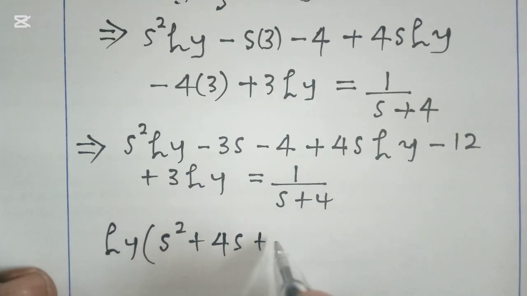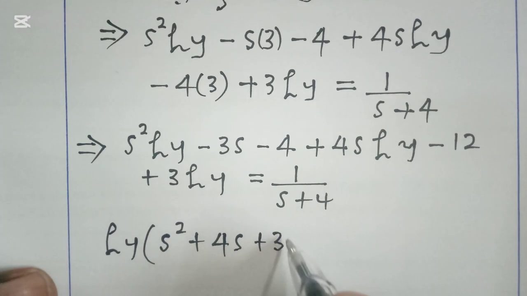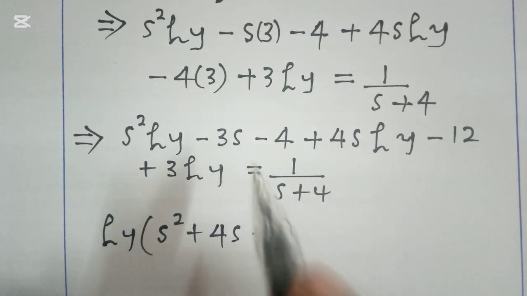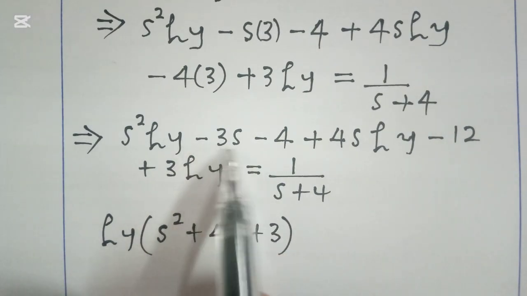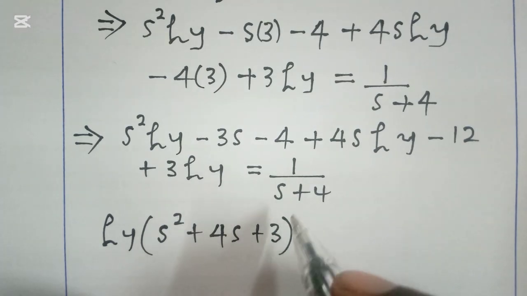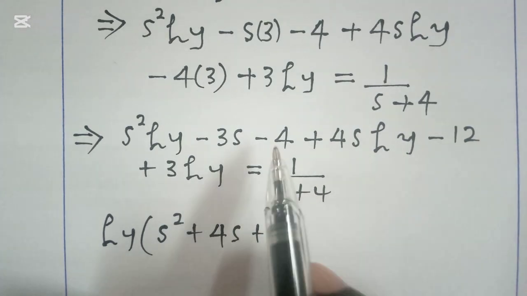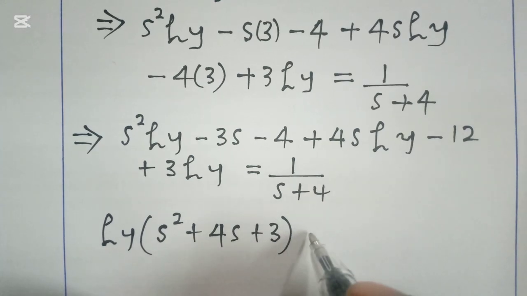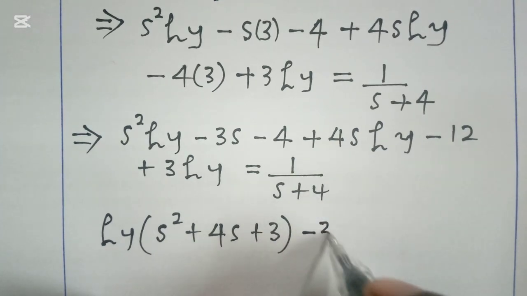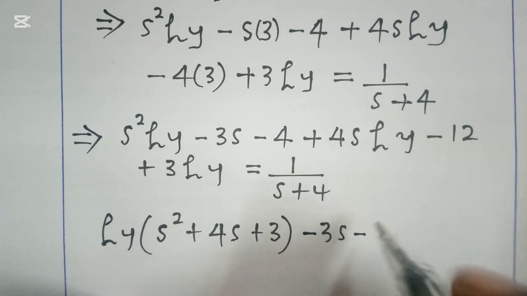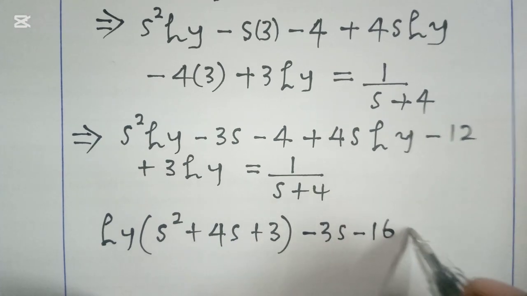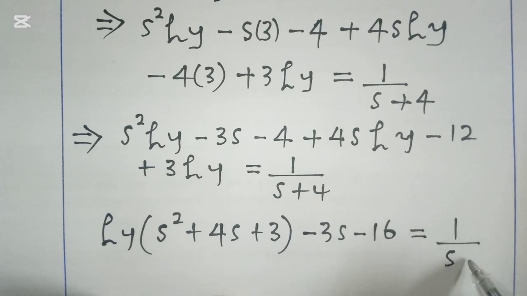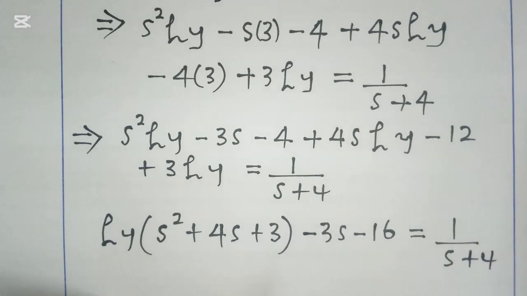So guys, I have been able to factor out the Laplace transform. Then I shall be left with, here we have negative 3s and negative 4. And then we also have 12. So negative 4 plus negative 12 is negative 16. So we shall be left with negative 3s, negative 16, which now gives us 1 over s plus 4, like that.